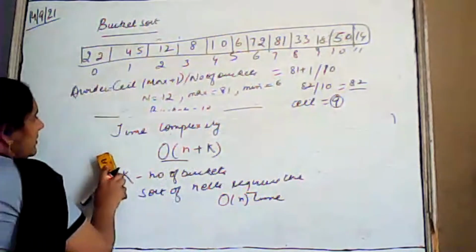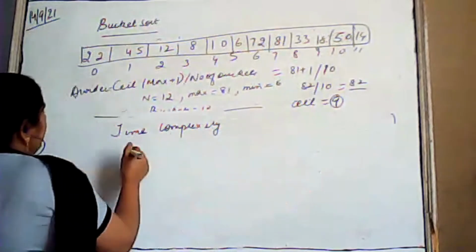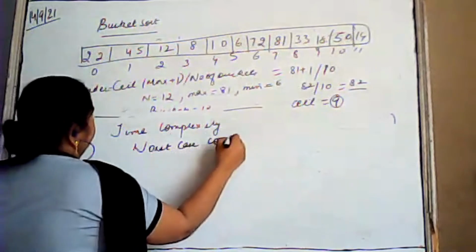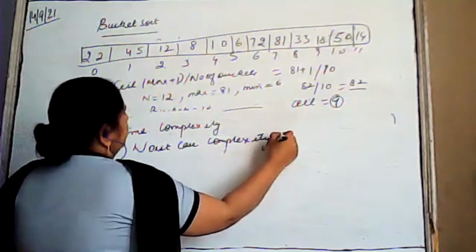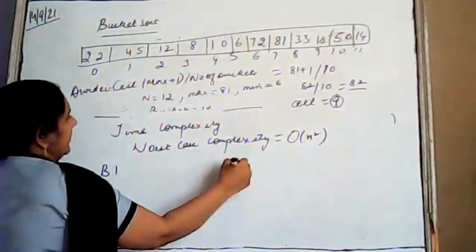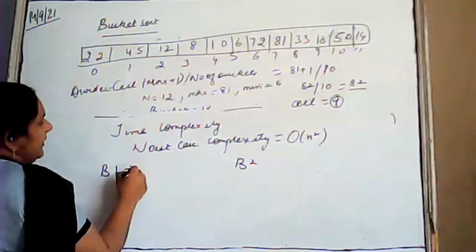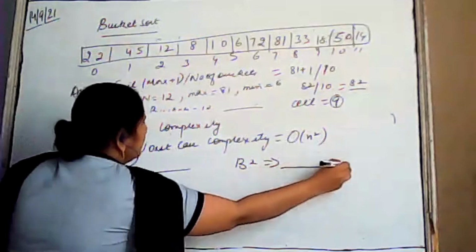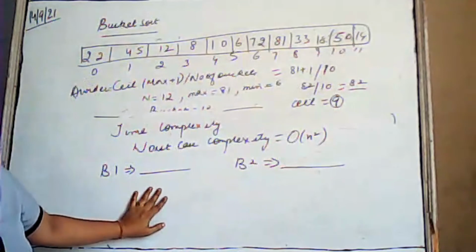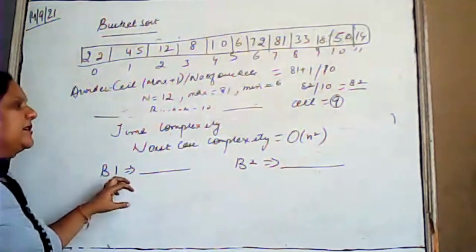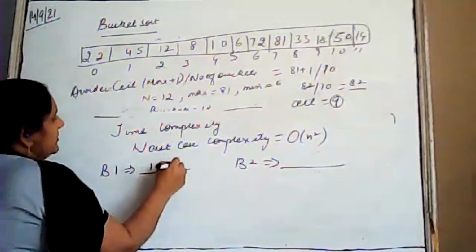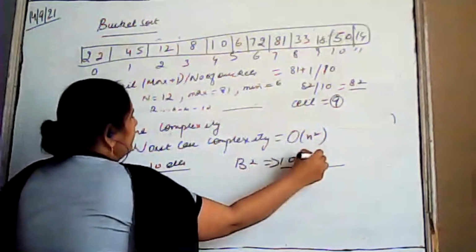See, the worst case complexity would be order of n square. Why? Suppose the list is divided in such a way that the elements are inserted into only two buckets, and the other buckets are empty. For example, one bucket has 10 elements, and the second bucket is also having 10 elements.